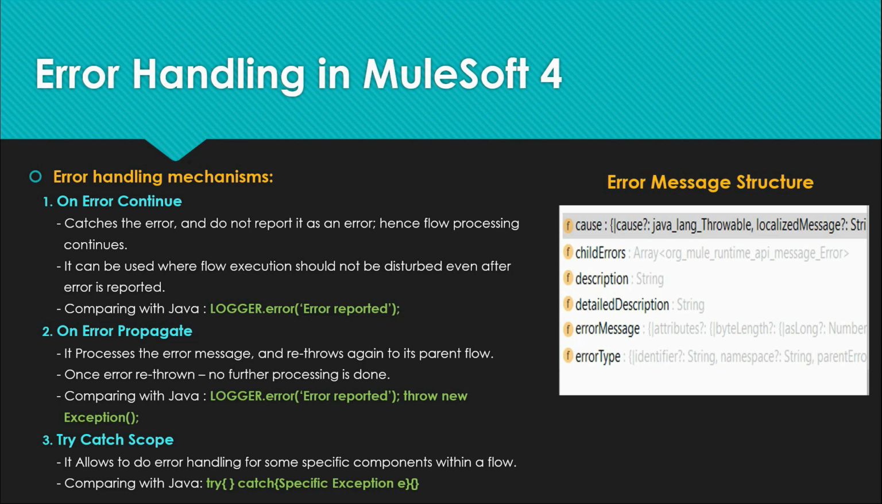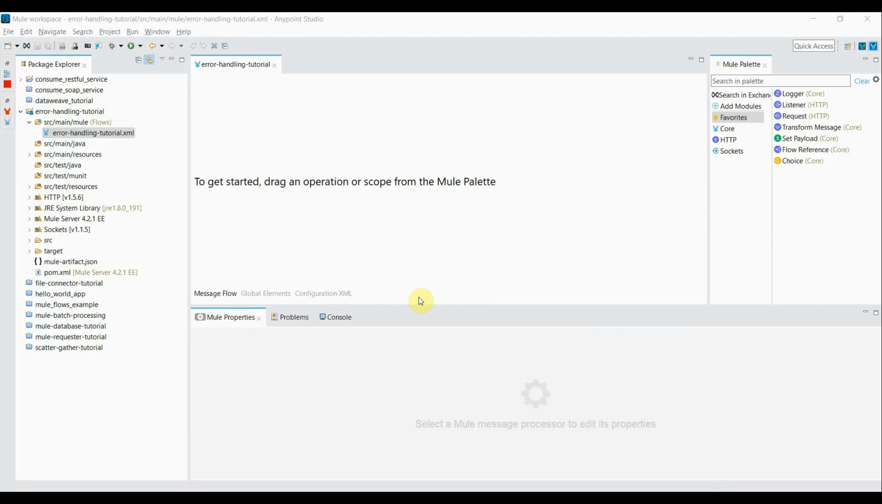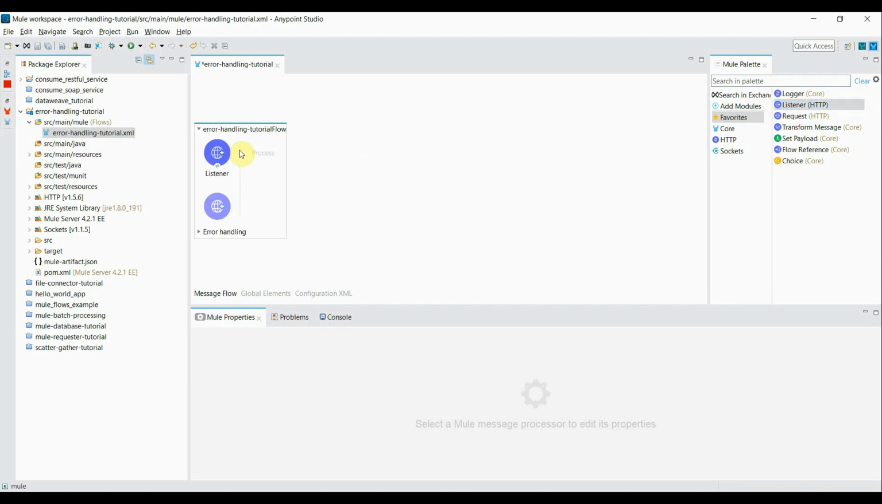Now let's go ahead and see the practical implementation of these error handling mechanisms. Alright, so first we will implement a simple flow where we will try to call a world time API to retrieve time zone details, and there we will apply some error handling strategies. So let's go ahead with creating a flow. The first component would be the HTTP listener, this one, the second one. Let me click on it and drag it into my palette.